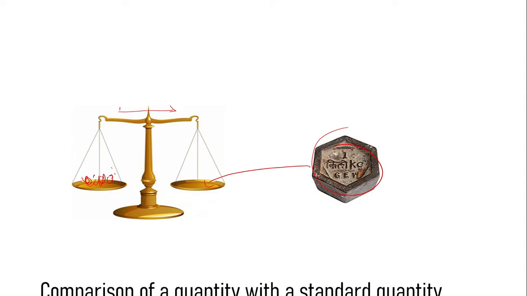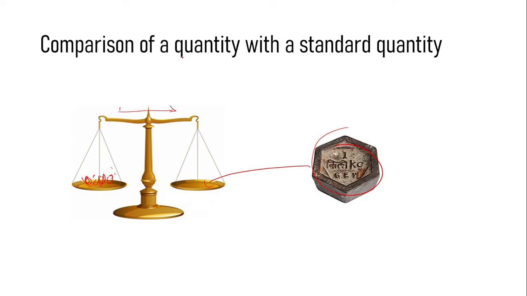We keep some things on one pan, an unknown quantity, say for example potatoes, or we keep sugar, rice, anything on one pan, and a standard quantity on the other pan, and we measure it. Once it is balanced, we say that the amount in the pan is 1 kg. So basically we compare an unknown quantity with a standard quantity. This quantity over here is an unknown quantity. We are comparing it with a standard quantity. So this is a standard quantity. Alright, so this is measurement.